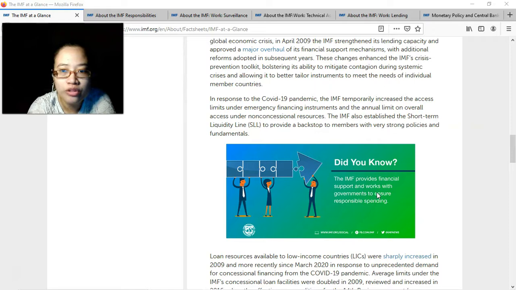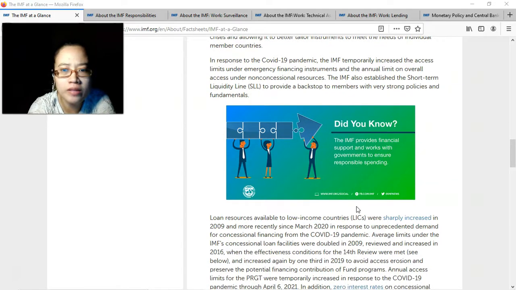The IMF provides financial support and works with governments to ensure responsible spending. Normally when governments or countries borrow funds from the IMF, of course the usage of those funds is closely monitored to ensure that those are used for the purpose for which they were borrowed.